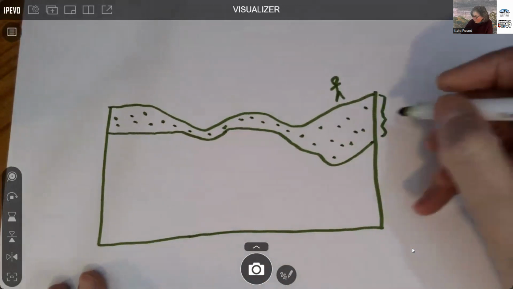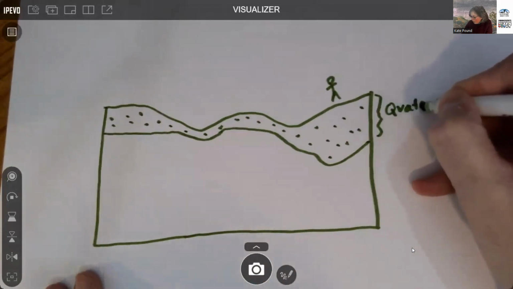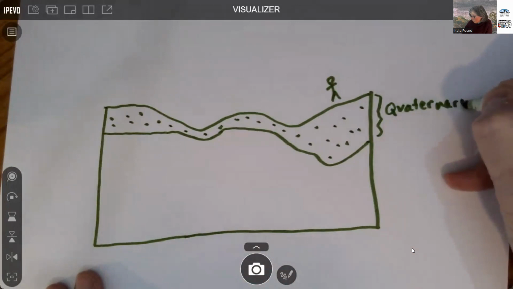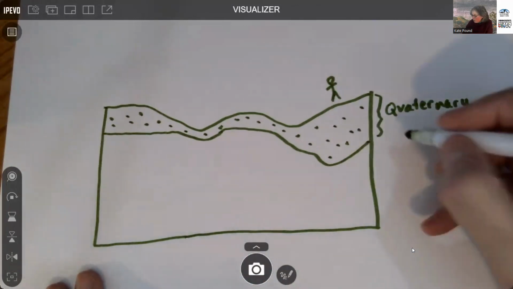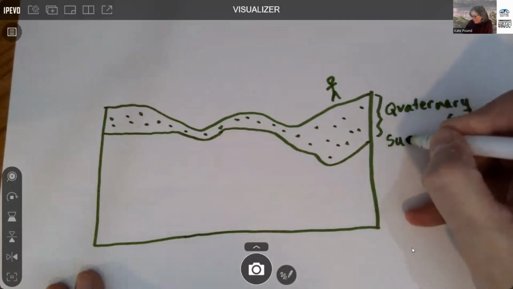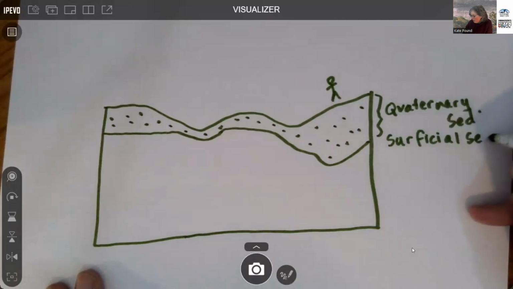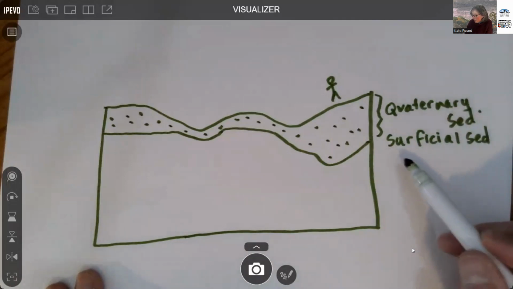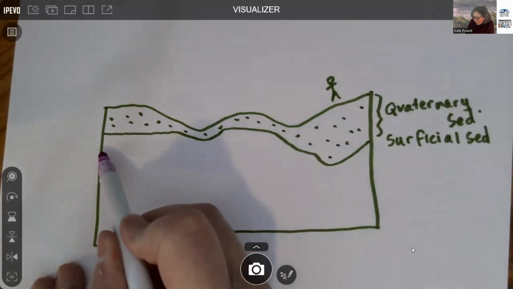And that will be a quaternary sediment. This quaternary sediment also gets called surficial sediment, and that comes from the word surface. And so down underneath that sediment, we move into rocks.